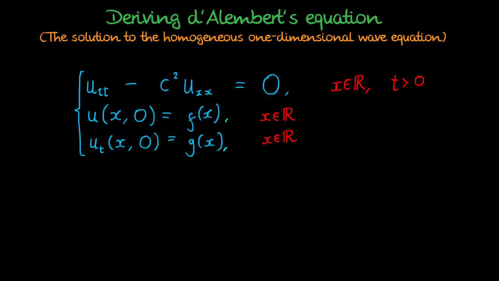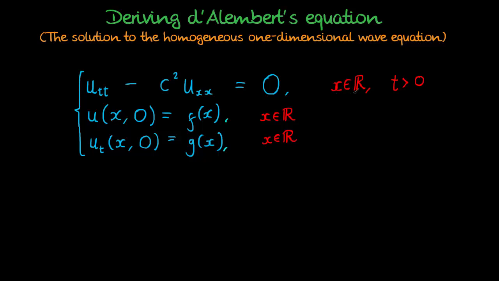In this video we're going to recap how we derived D'Alembert's equation. So remember that D'Alembert's equation is this solution to the homogeneous one-dimensional wave equation. So that's this equation here. It's homogeneous because we've got 0 on the right hand side.